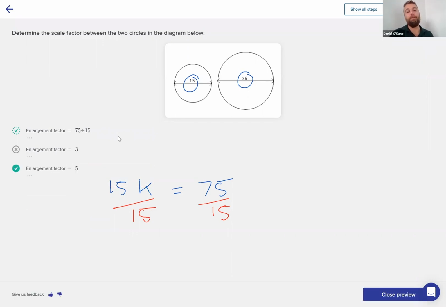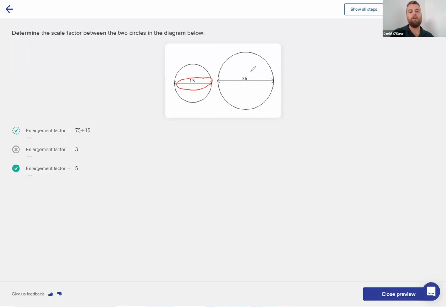So yeah, multiplying 15 by 5 gives you 75. So then the first circle has been enlarged by a factor of 5 to create the second circle. Now, as is the case in this question, you won't always get diagrams to scale. If I look at this line, it is obviously not 5 times smaller than this line. So this diagram is not to scale.